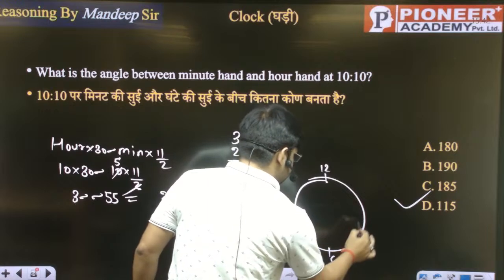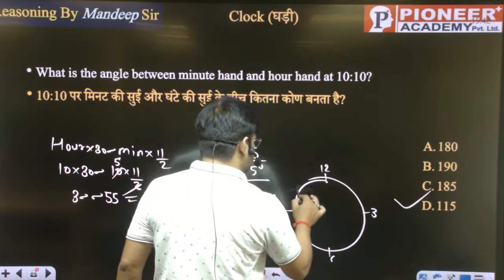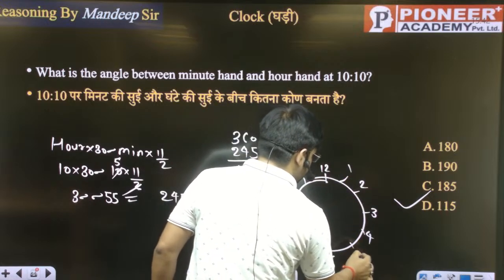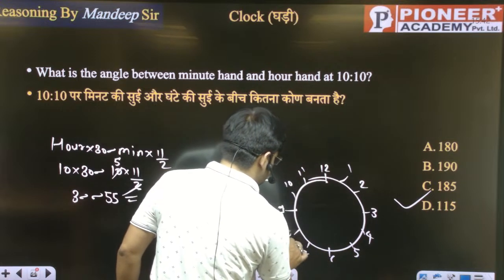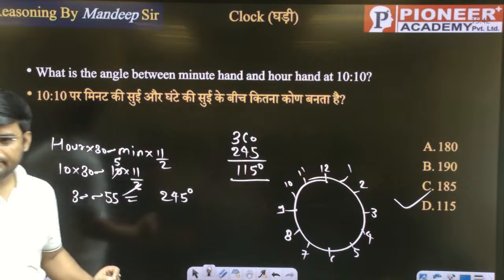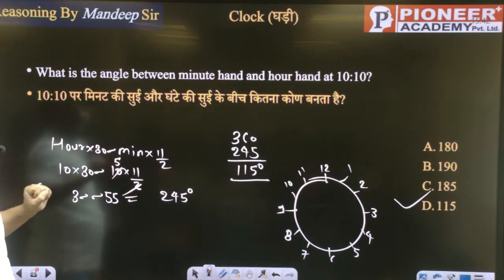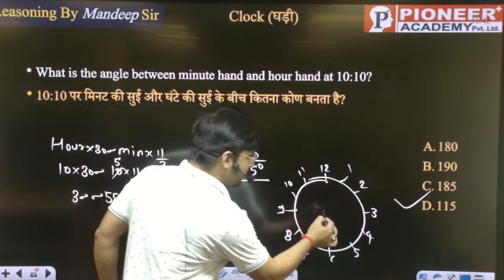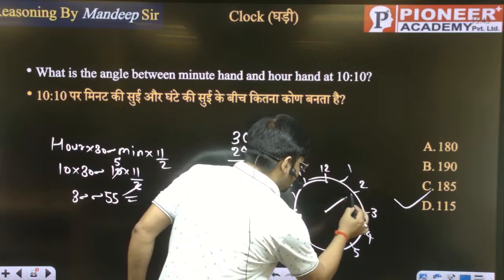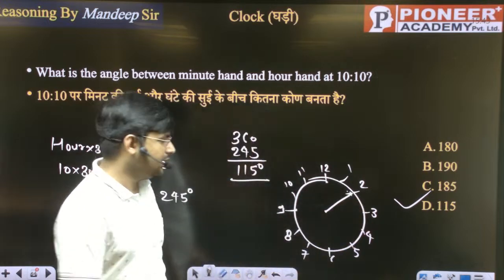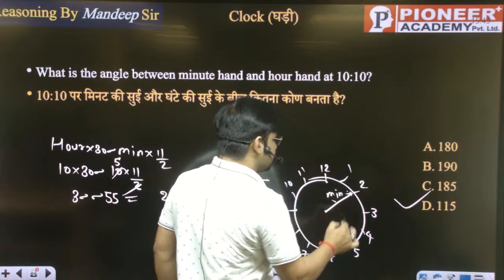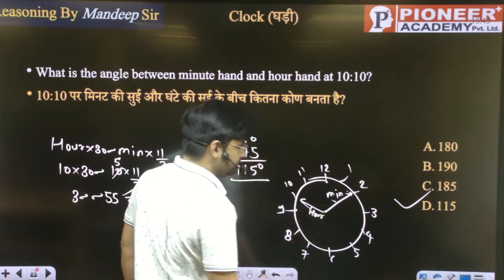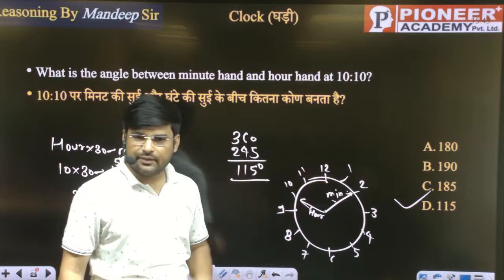12, 6, 3, 9, 10, 11, 1, 2, 4, 5, 7 and 8. 10:10. If the clock is showing 10:10, then the minute hand is on the 2. It's the minute hand. And let's suppose the hour hand is on 10. How many degrees between the minute hand and the hour hand?